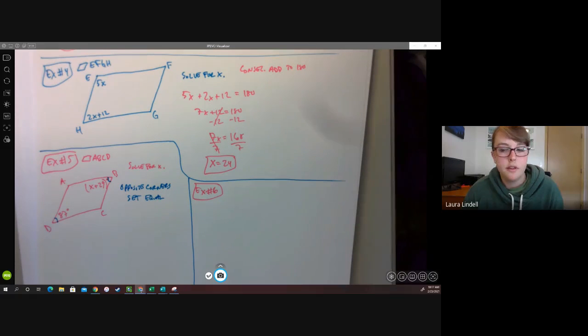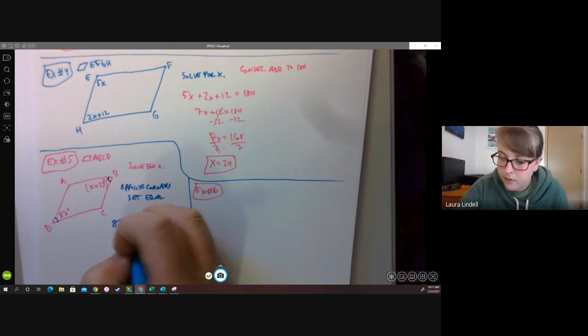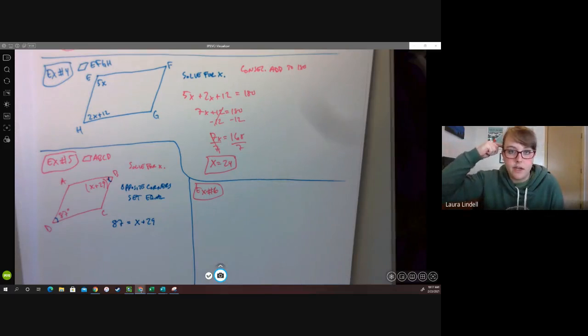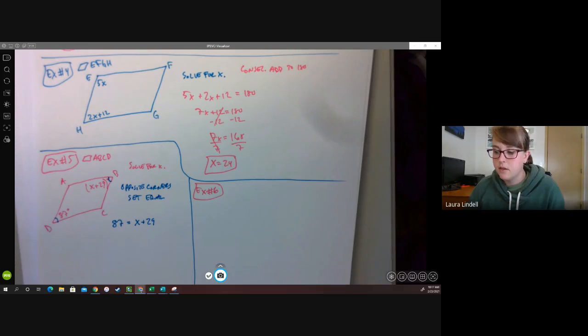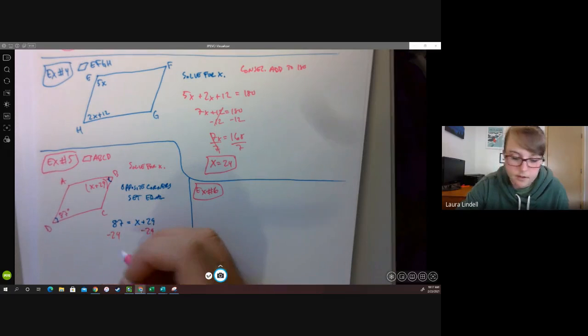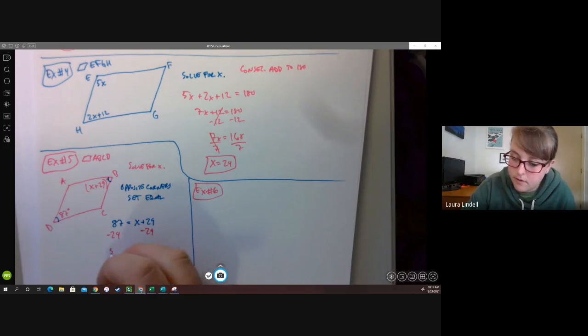Okay, so setting these equal, we want to go 87 equals x plus 29, or x plus 29 equals 87, either way. Subtracting 29 from both sides, we get 58.